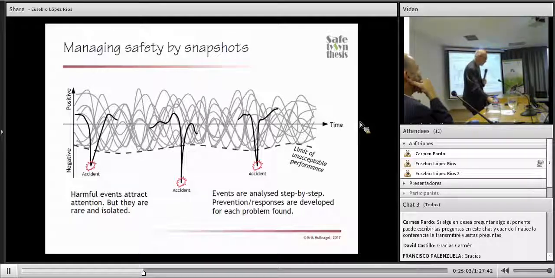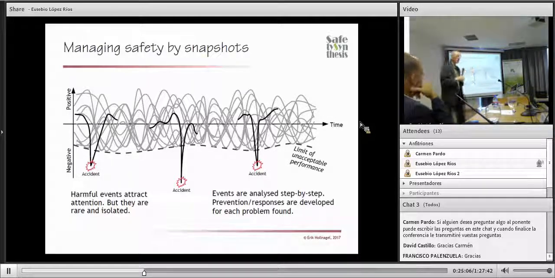But most of the systems we have around us are not technical, they're socio-technical. They're people, they're organizations. In fact, everything is actually a socio-technical system. And in socio-technical systems, there's always variability. But usually the variability is so small that it doesn't matter. That's why I have this line here that says the limit of unacceptable performance. And the limit is depending on the situation. It's not a fixed limit. It depends on the conditions. But usually performance is acceptable.